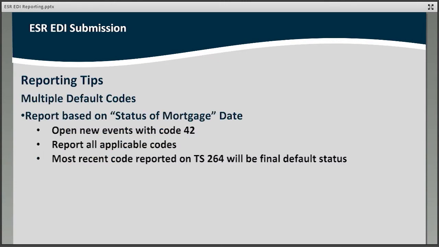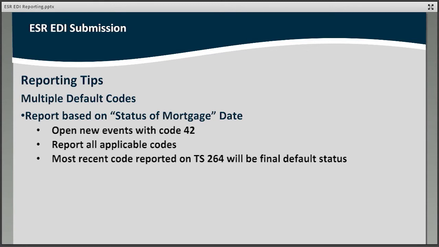As with web reporting, when multiple default codes exist for an individual borrower for this reporting cycle, please be sure to include them all in your submission to USDA. Report each code in the correct order as it pertains to the status of mortgage codes. For example, the first time you report a loan is delinquent, also known as opening a new delinquent event, you must report code 42. The most recent status of mortgage code on the transaction set 264 will be the final default status for the applicable reporting period.